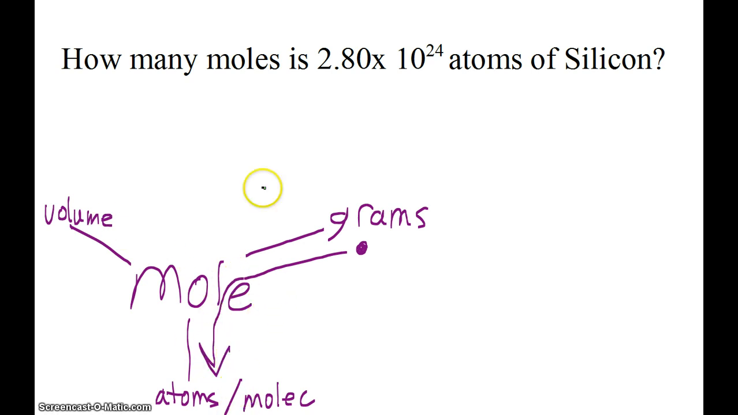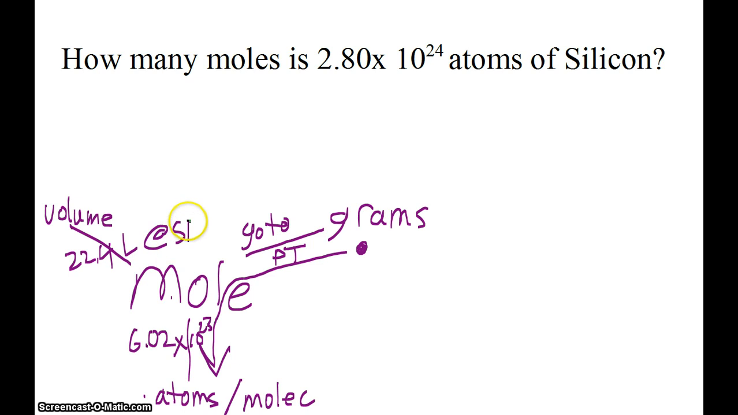Okay, so remember, if we're converting from grams to moles, we go to the periodic table. If we are going from moles to atoms, we have 6.02 times 10 to the 23rd. And if we are going from moles to volume, we use the fact that 1 mole equals 22.4 liters at STP.